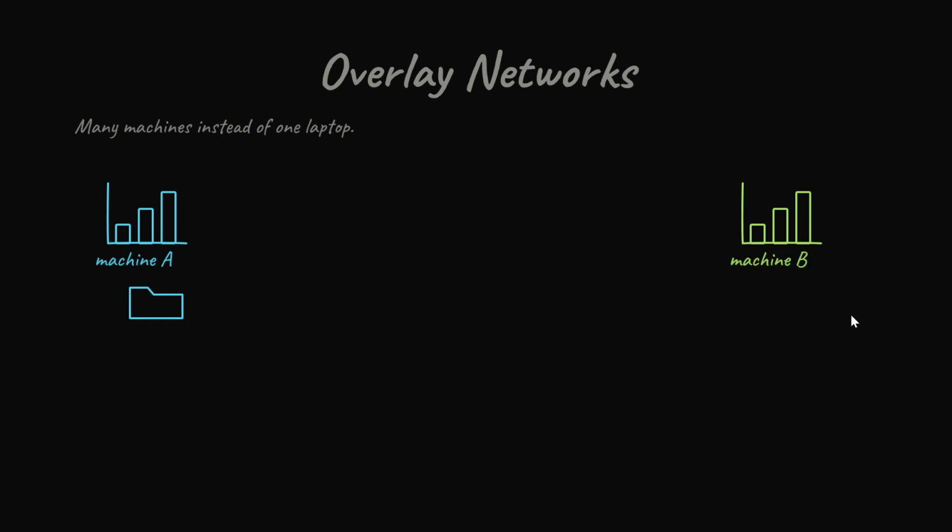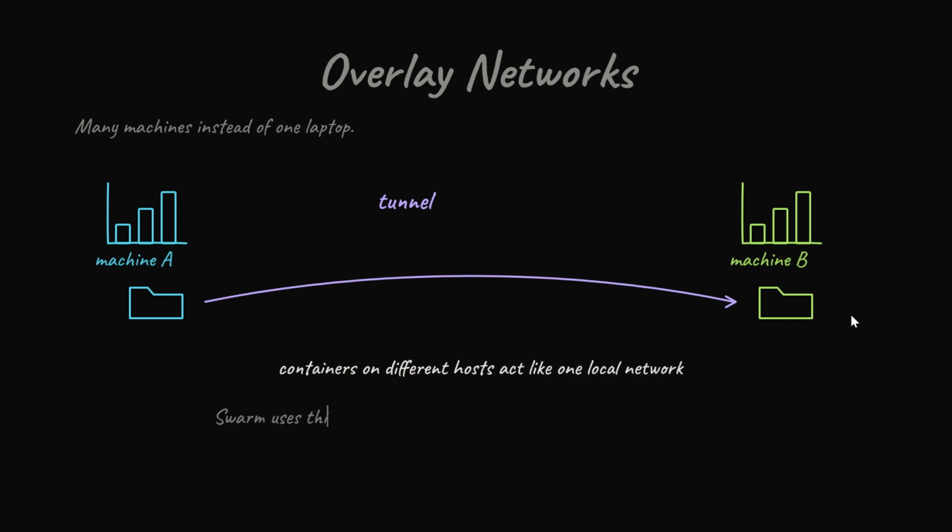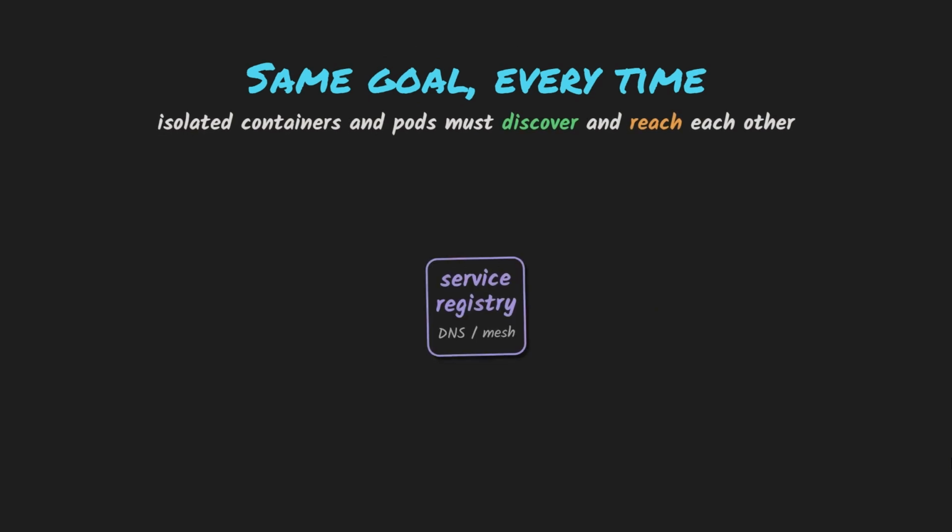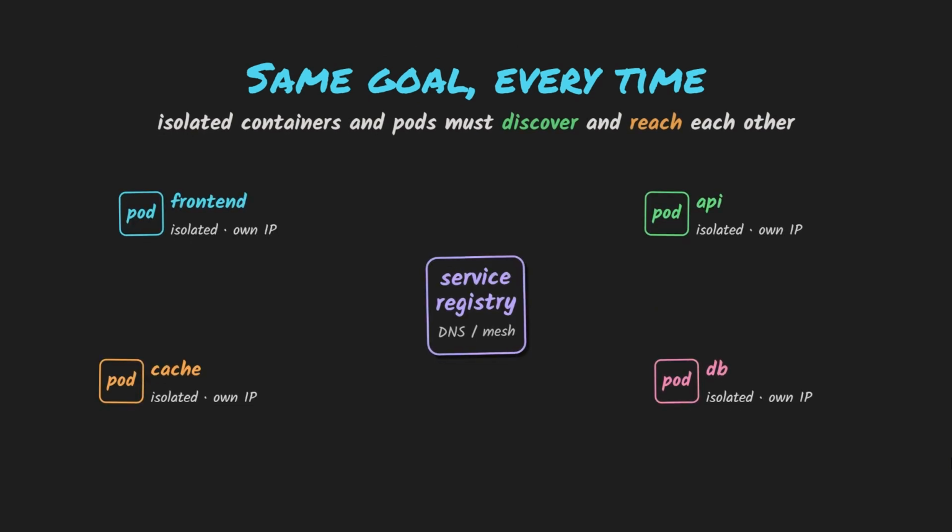And if you're working with multiple machines instead of just one laptop, that's where overlay networks come in. Docker Swarm and similar orchestration tools use overlay networks to let containers on completely different physical machines talk to each other as if they were on the same local network. This is the same basic idea as the bridge, just stretched across multiple hosts using tunneling. Kubernetes handles this differently through something called a CNI plugin, but the underlying goal is the same, letting isolated containers or pods discover and reach each other reliably.